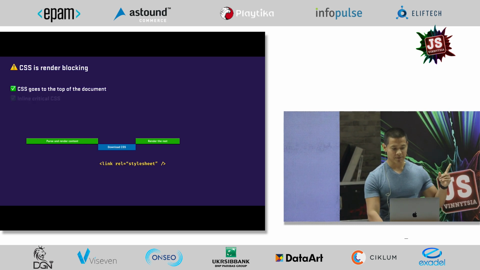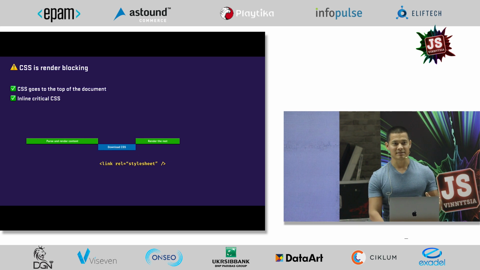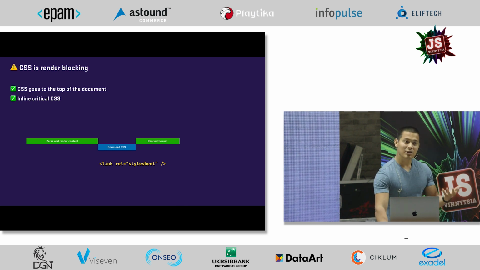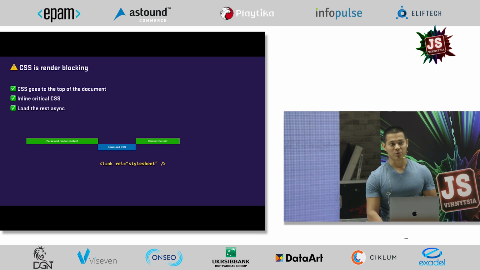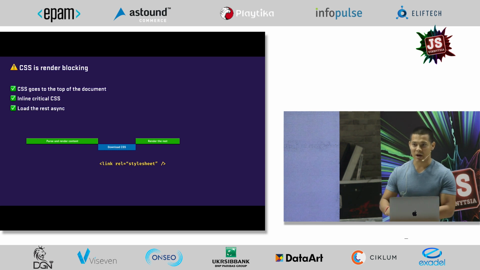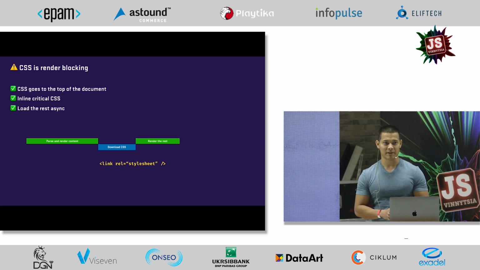We need to ship that style sheet as soon as possible to the browser. Better yet, like we saw before, inline that critical CSS so that we do not incur this additional network trip. Better yet, put it in the first 14 kilobytes, then you have everything in the first server round trip, right? And then you can load the rest of the CSS in an async way. What does it mean to load CSS in an async way? It means to load the style sheet in a way that browsers do not block rendering because of it.